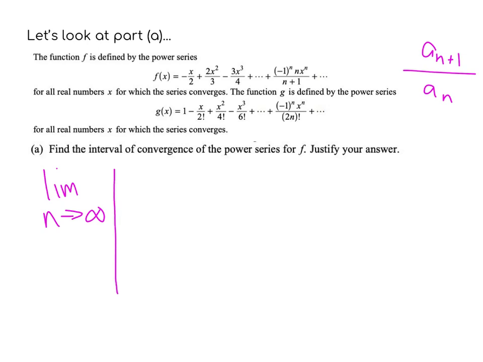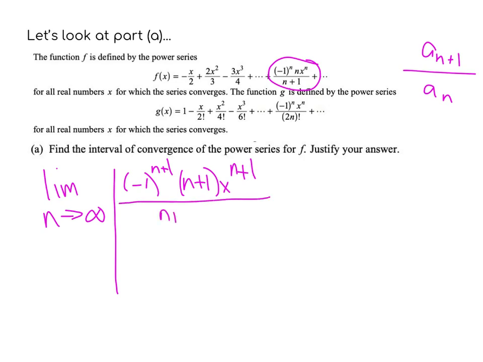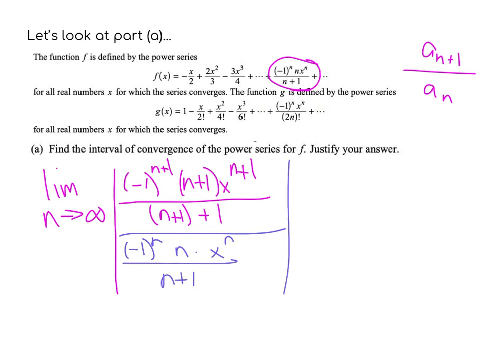We have the general term of f, but we have to make it n plus 1. So n plus 1 in each place: x to the n plus 1 over n plus 1 plus 1. That's just the n plus 1 term. The nth term, then, is negative 1 to the n, n x to the n, over n plus 1. Ooh, that's a lot. Now let's see. We can simplify this. We have the limit as n goes to infinity. The negative 1 to the n's don't matter because of the absolute value.